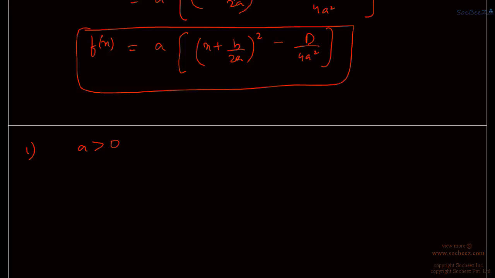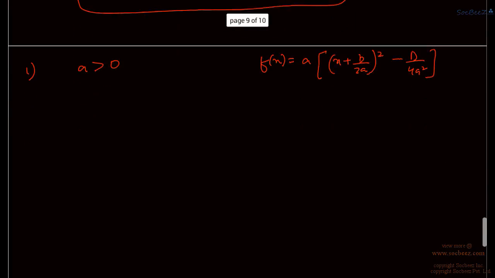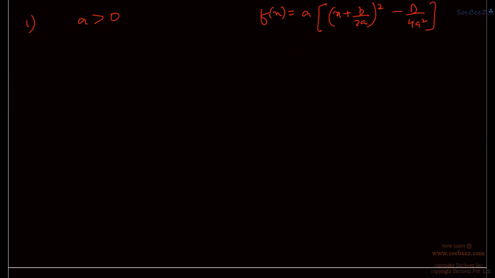I'll just write the equation again here for reference: a times x plus b by 2a squared minus d by 4a squared. So this is the equation, and now consider a greater than 0 and d less than 0. Fine. So what do I get? Since it is symmetric about x equal to minus b by 2a, that will make the square part 0. That must give us the minimum, and since a is greater than 0, it will look something like this.